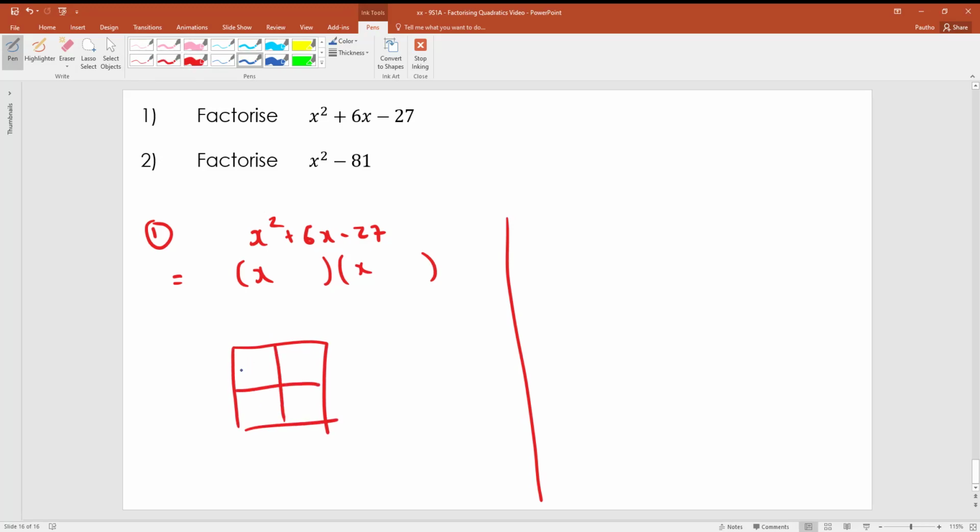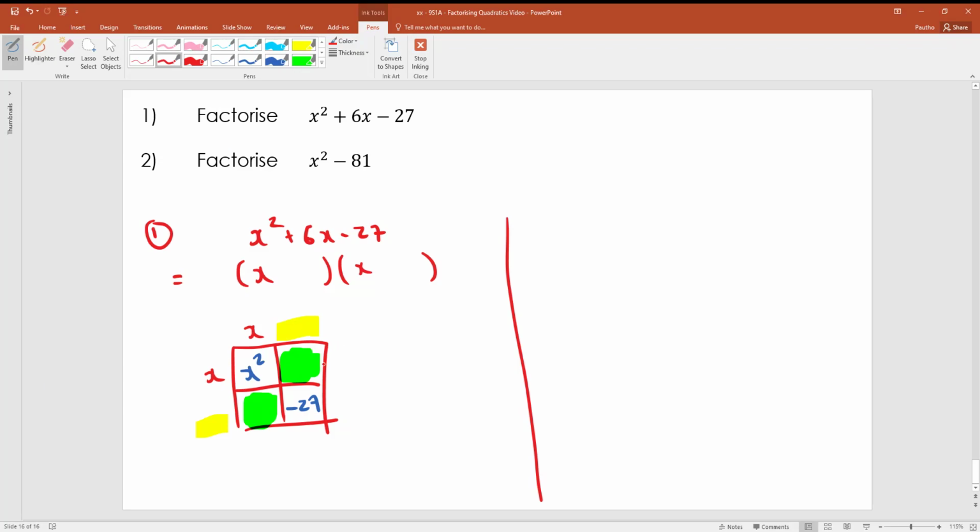I know, don't I, right? X squared, and this time at the bottom is negative 27. Right. So definitely x and definitely x. These yellow numbers have to multiply to negative 27, but give me green numbers that make 6.